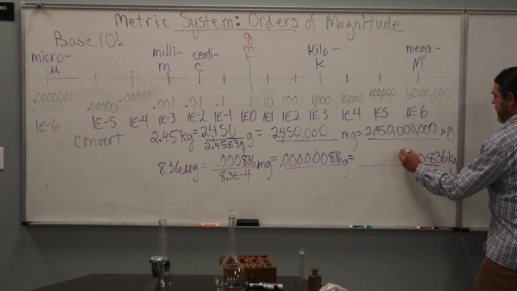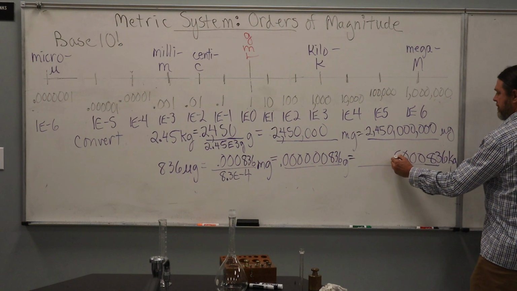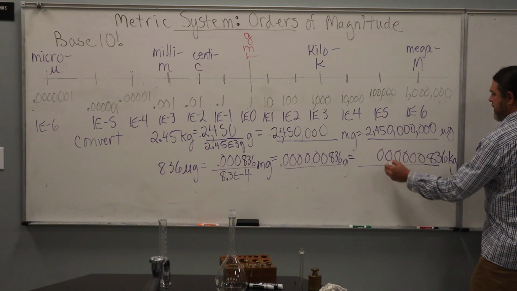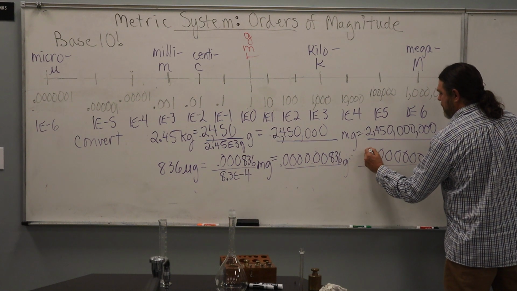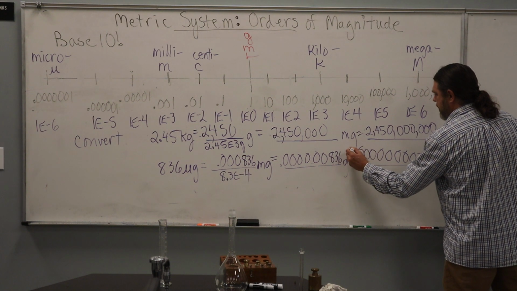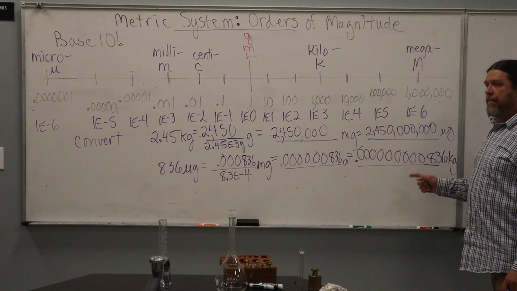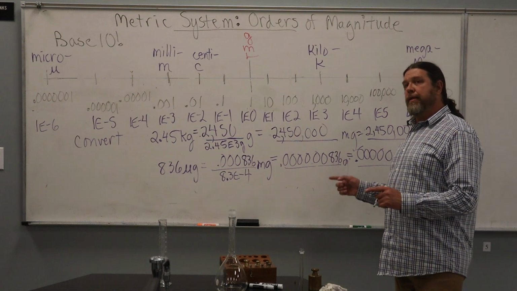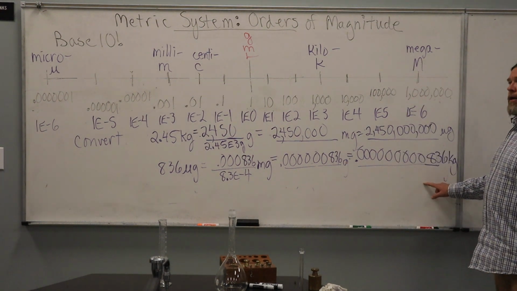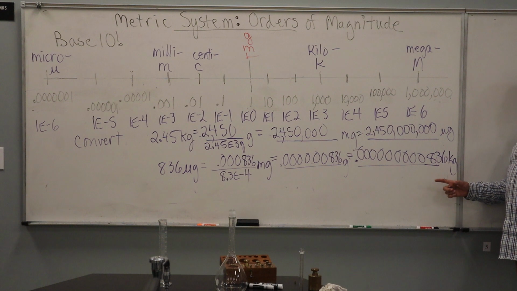1, 2, 3, that converted it to milligrams. 1, 2, 3, that converted it to grams. And then 1, 2, 3, that converted it to kilograms. So you can see this is an unwieldy number, and this is why we're going to be getting into scientific notation as a way of making shorthand versions of these really long, stringy, unwieldy numbers.